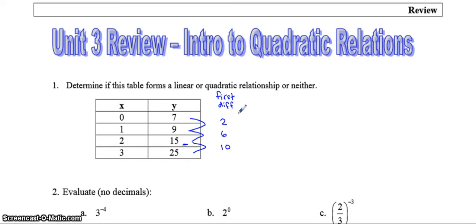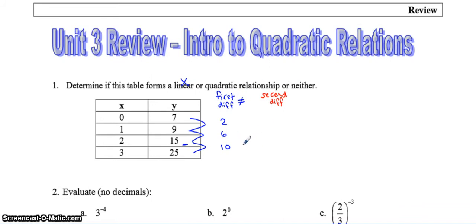So because the first differences are not equal, that means the relationship is not linear. Doesn't mean that it's quadratic, but if they're not equal, it means it's not linear. So let's calculate the second differences. The second differences are the differences of the first differences. That's a lot of differences.